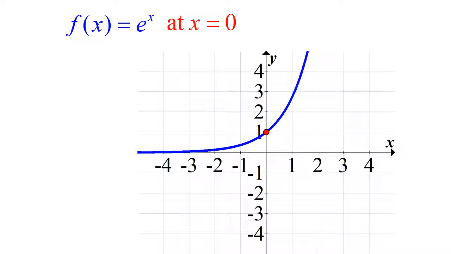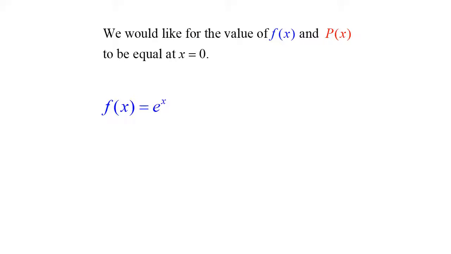Now here's the graph of e to the x, and we're saying that we want to center our polynomial at x equals 0. The first requirement we're going to have is that the value of our polynomial and the value of the function we're trying to describe with our polynomial be the same when x is 0. So that means that f of 0, which would be e to the 0, which is a 1, we want our polynomial to also have a value of 1 when x is 0. So we're just going to say p of x equals 1.